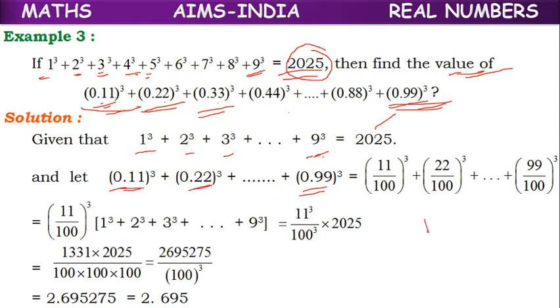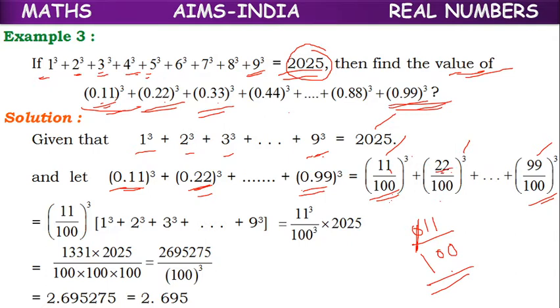But 0.11, if the decimal is removed, can be written as 11. Actually 011, but the 0 on the left side doesn't have any value, so simply we can say 11. But after the decimal point, we have two places, which means we have to take a number with 2 zeros, which means 100. So we can write it as 11 by 100 whole cube. In the same way, 22 by 100 whole cube. Like this, 99 by 100 whole cube.